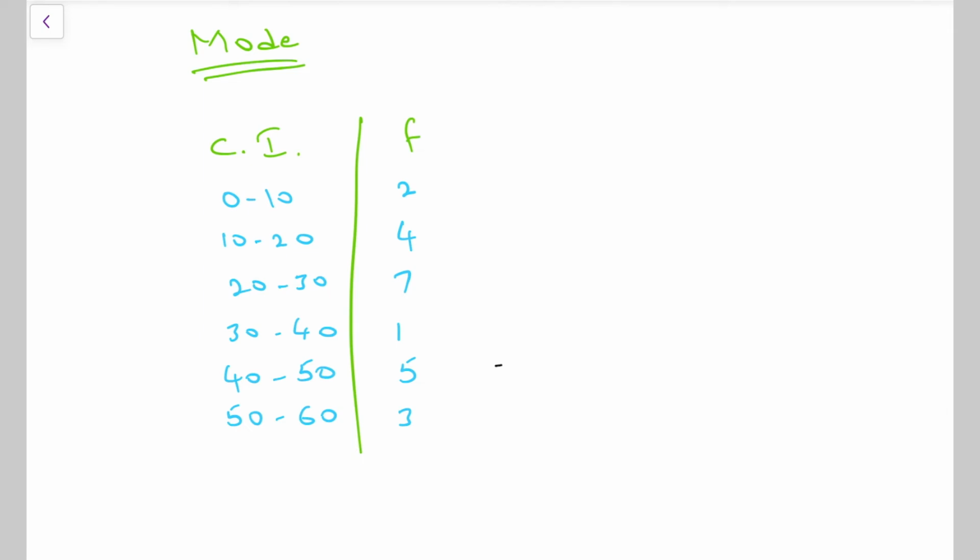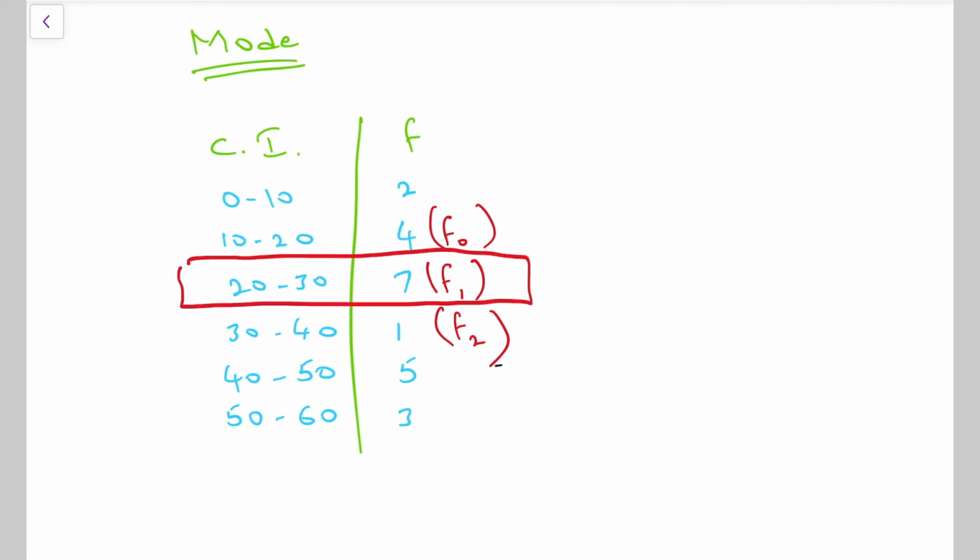Mode is nothing but more. So in all the frequencies, the biggest number we need to select. Here the biggest number is 7. So this 7 we will write as F1. Before the F1 what number will be there? That is F0. After the F1 which number will be there? That will become F2. In the F1 row, which class interval will be there? In that, the lower number will become L, that is lower boundary.